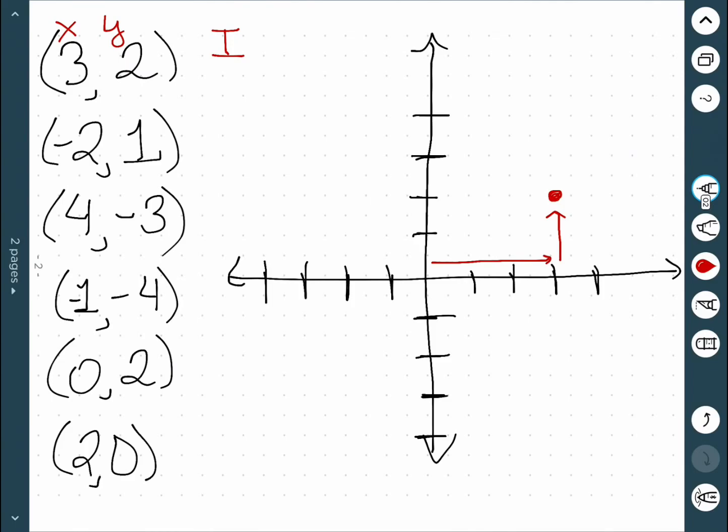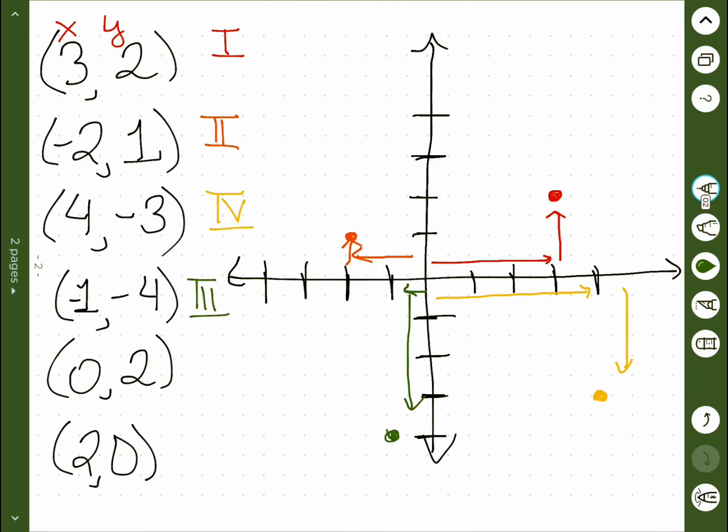Our next point, our third point, 4, -3, we're now going to move left or right 4, and negative means we're going to move down 3 to this point here. We can notice that that one's actually in quadrant 4. Our next point, -1, -4. -1 means we're moving left, and then -4 means we're moving down to this point here. We can see that one's in quadrant 3.